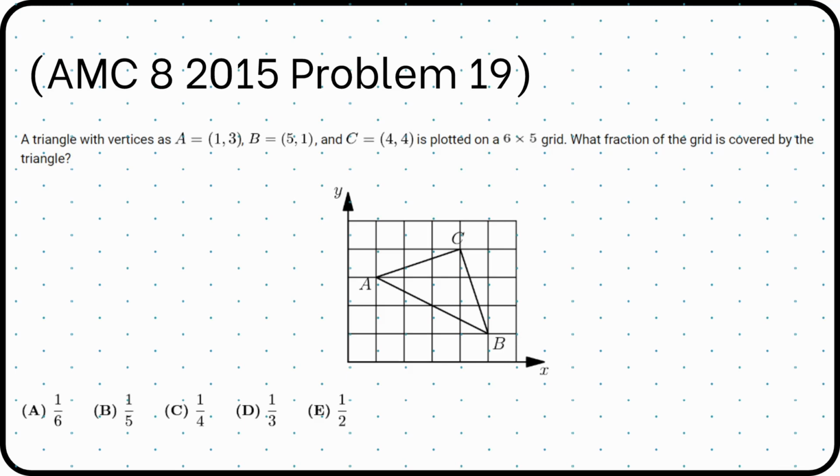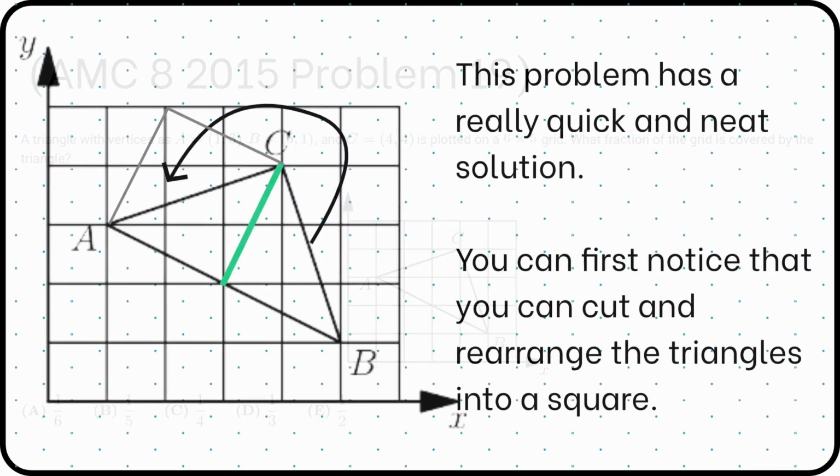A triangle with vertices A equal to (1, 3), B equal to (5, 1), and C equal to (4, 4) is plotted on a 6 by 5 grid. What fraction of the grid is covered by the triangle? This problem has a really quick and neat solution.